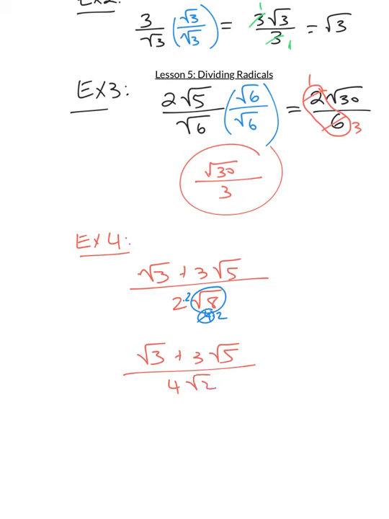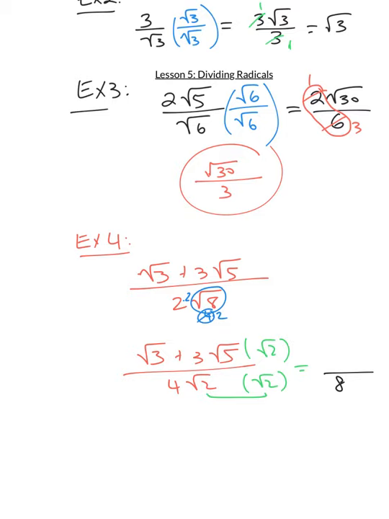Now, to rationalize this denominator, I just need to multiply by radical 2 over radical 2, because the 4 is already rational. I just need to make the square root of 2 rational also. So when I do that, I end up with a denominator of 4 times 2, which is 8, because the square root of 2 times the square root of 2 is 2, times the 4.